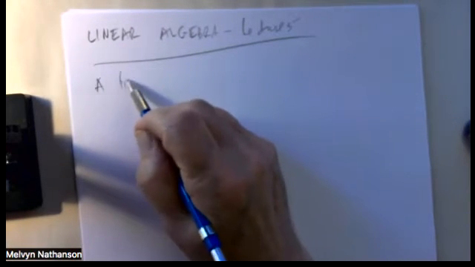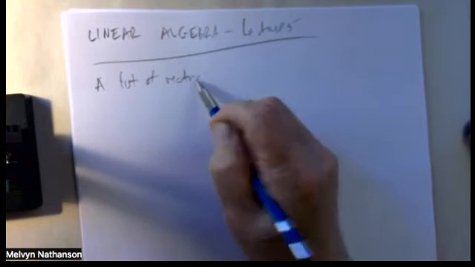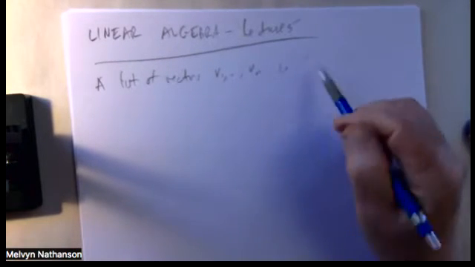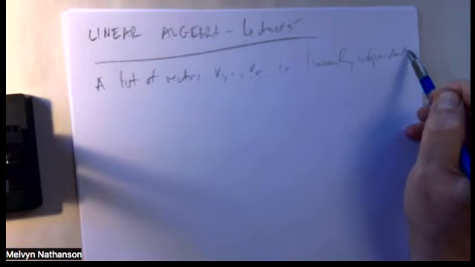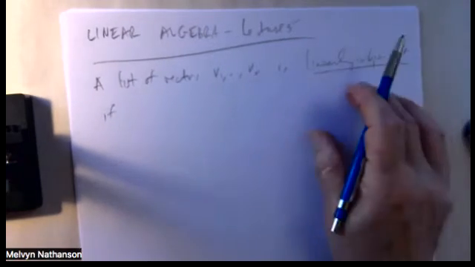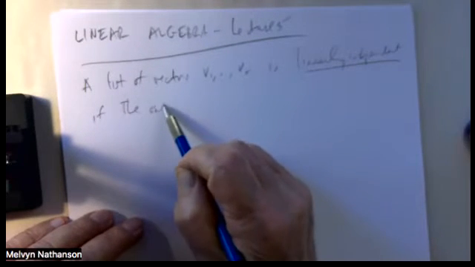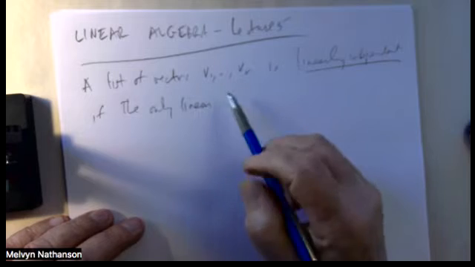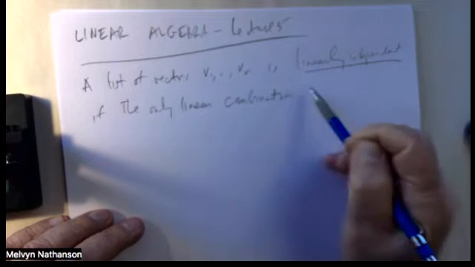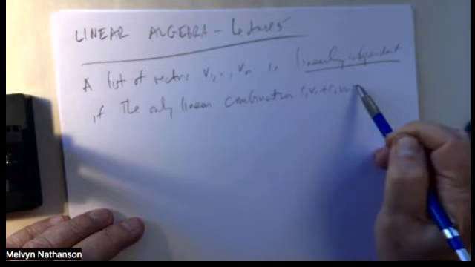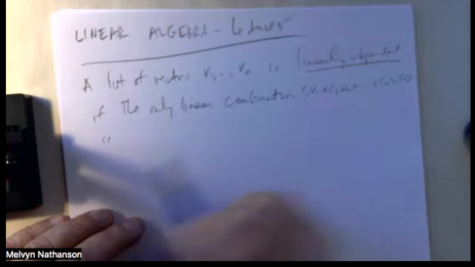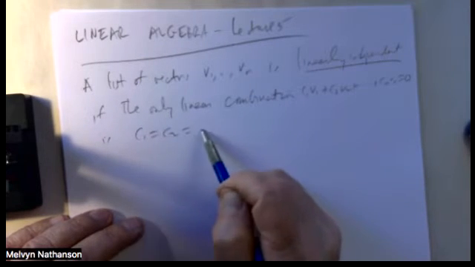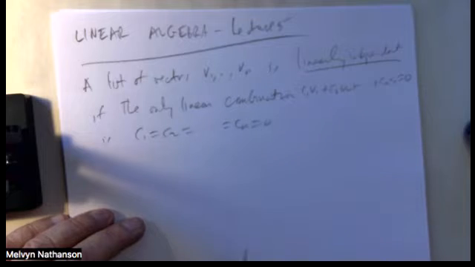We say that a list of vectors v1 up to vn is linearly independent if the only linear combination c1 v1 plus c2 v2 and so forth up to cn vn equal to the zero vector is when all of the coefficients are equal to zero.